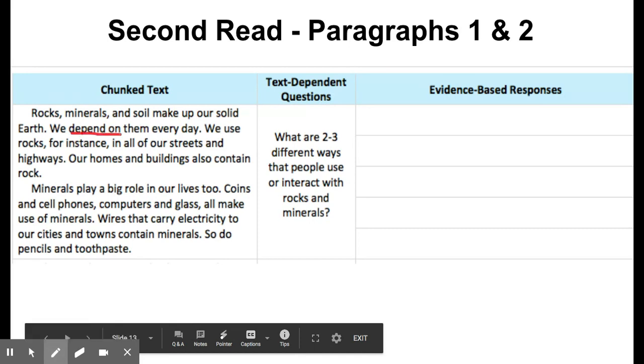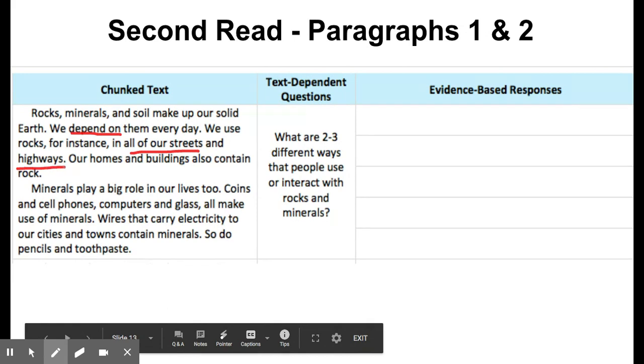Our vocab word. Basically, that's saying that we use rocks and minerals every day. We use them in probably more ways than we know. I'm sure the text will tell us more about that. We use rocks, for instance. Oh, here it comes: in all of our streets and highways. So I'm going to underline that, because that is an example of how we actually use rocks and minerals.